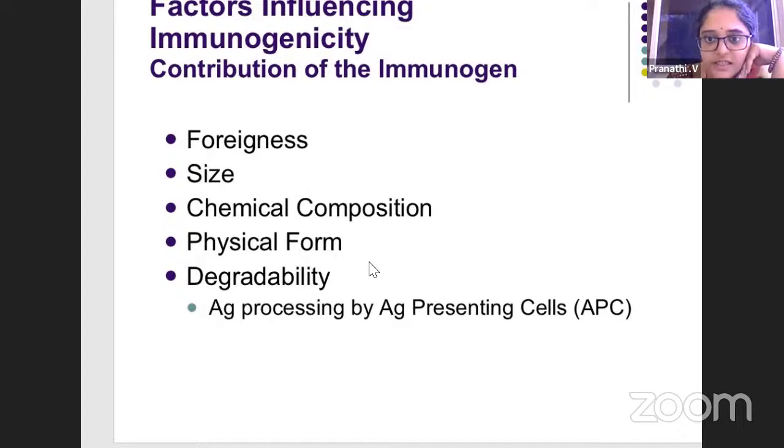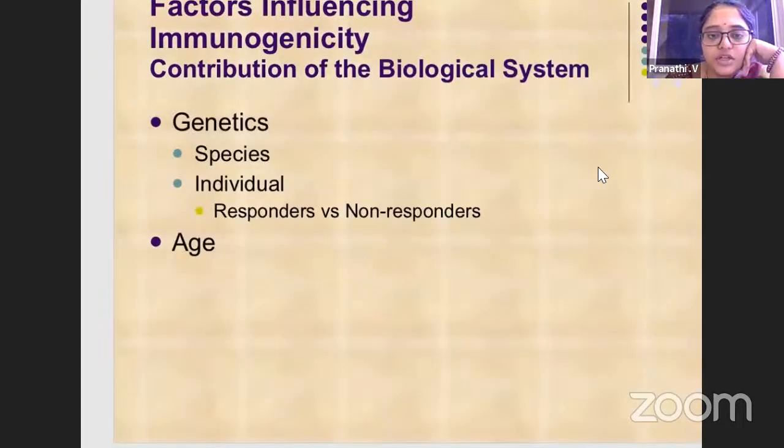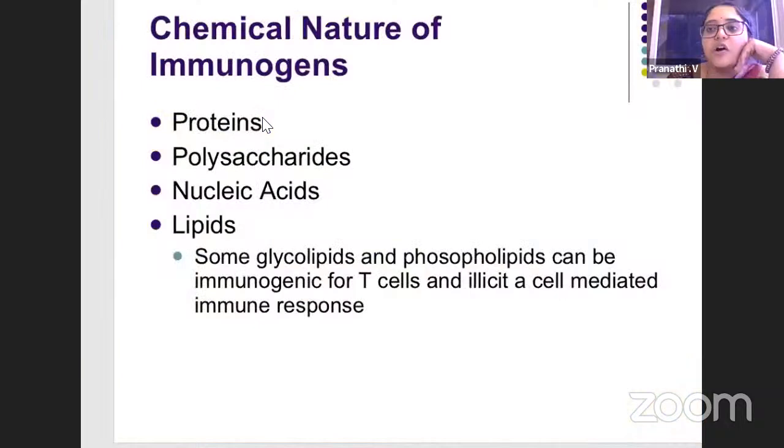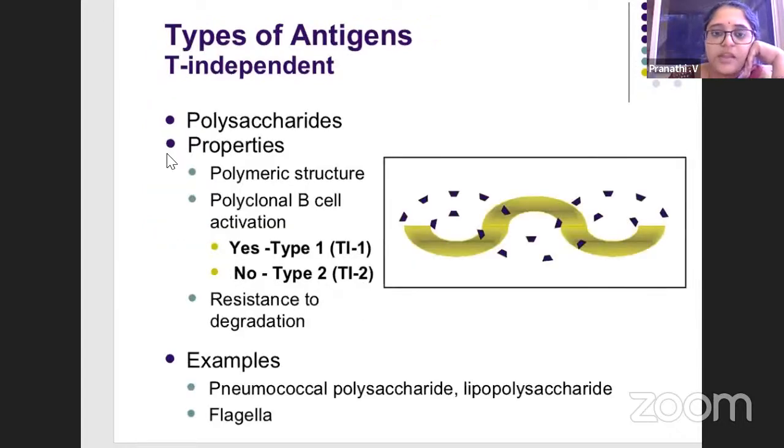We have just seen this, and of course, biological system, age, dose, route, adjuvant nature. Chemical nature being proteins, polysaccharides. Proteins will definitely trigger your immune system, and of course, anything that is foreign is going to trigger the immune system as such. Types of antigens, T-dependent and T-independent, will be there.